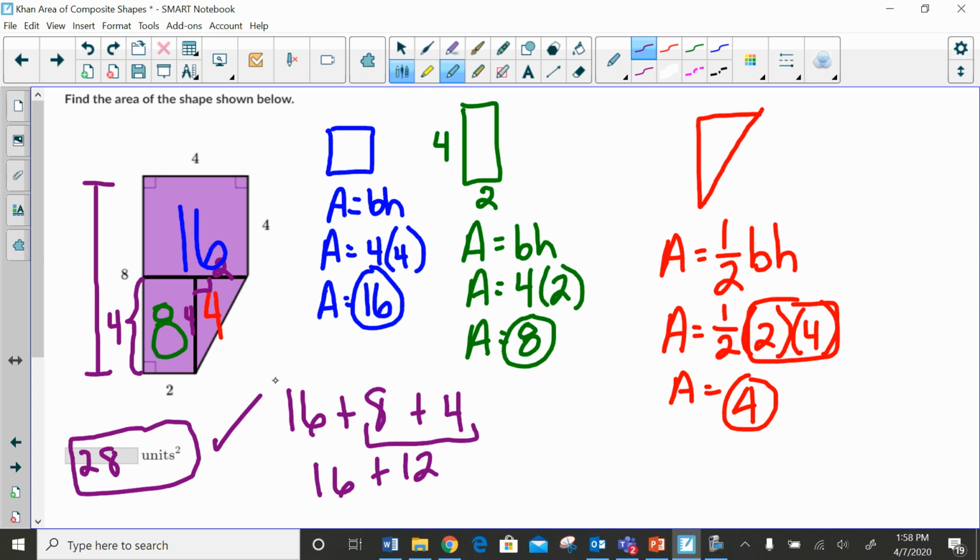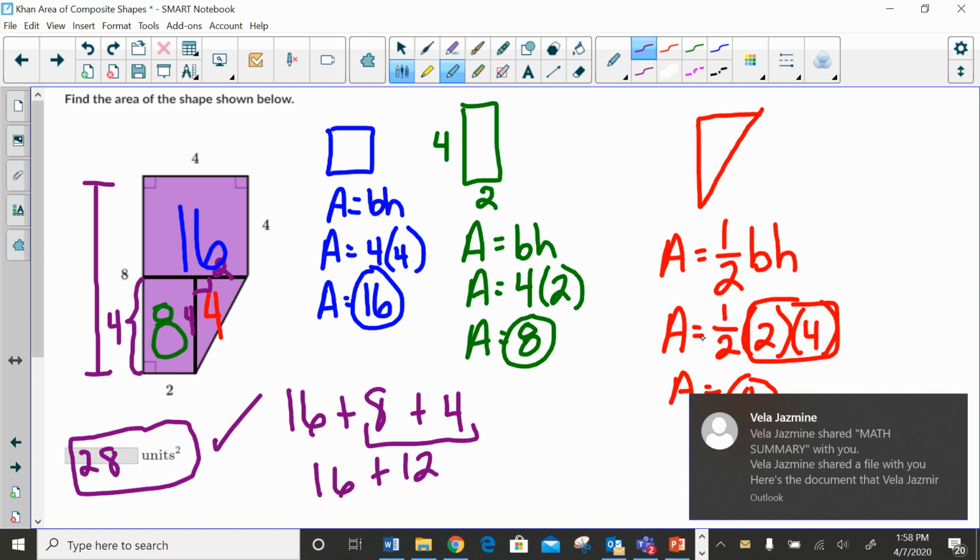Okay, so that is how we break composite shapes down into smaller ones.